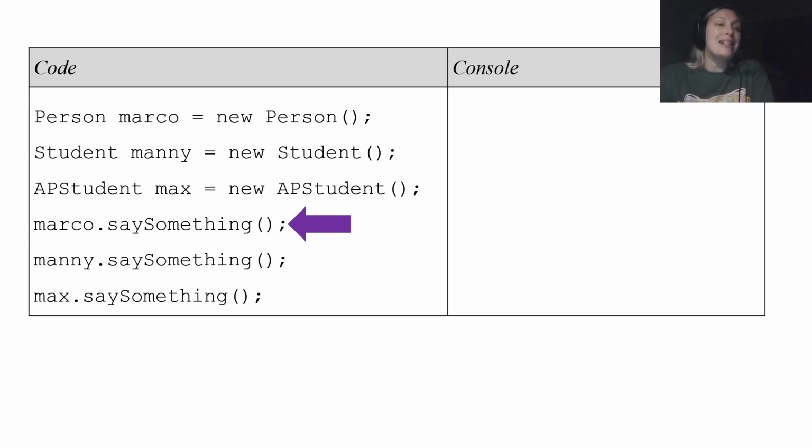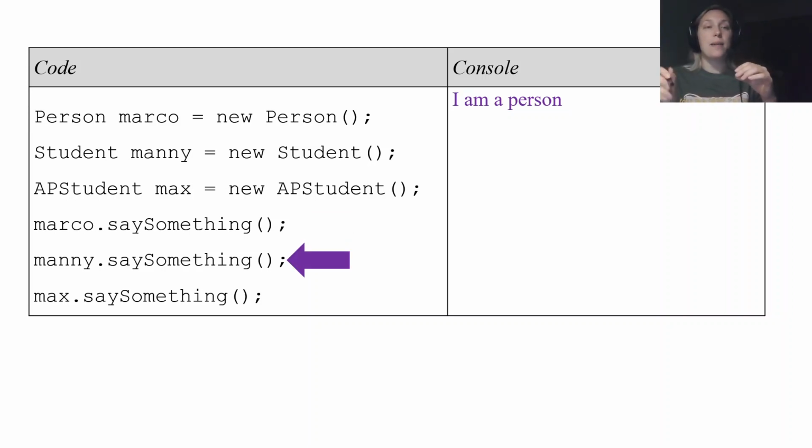So when Marco.say something, because Marco is a person, Marco is created as a person, at runtime it says, okay, Marco is a person, so I'm going to go to the person class, I'm going to look for the say something method, and I'm going to run the say something method that I find. And say something in person says I am a person.